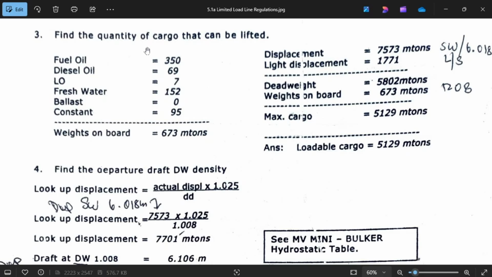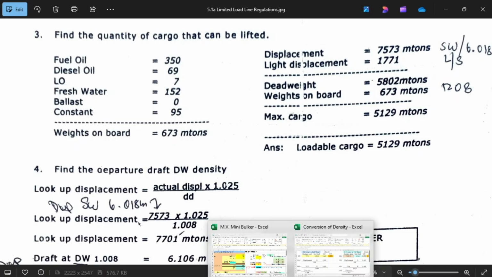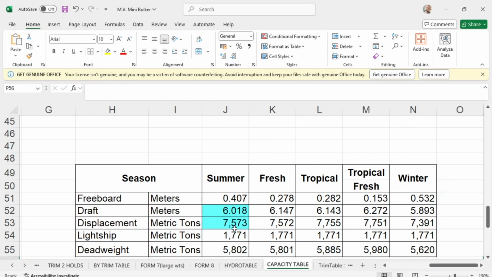Find the quantity of cargo that can be lifted, meaning how much are the non-cargo weights. We have the fuel here, diesel, lube oil, fresh water, ballast, and constant. You add this all together, so your non-cargo weights is 673. That will be your non-cargo weights, or remaining weights on board. Okay, so your displacement of summer drop is 6.018, which is this one. Summer drop is 6.018, okay.